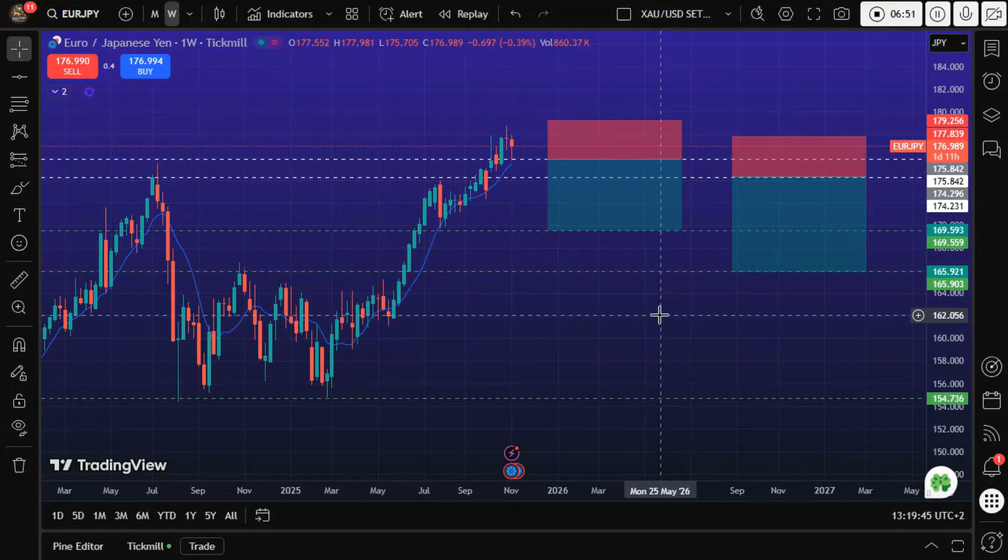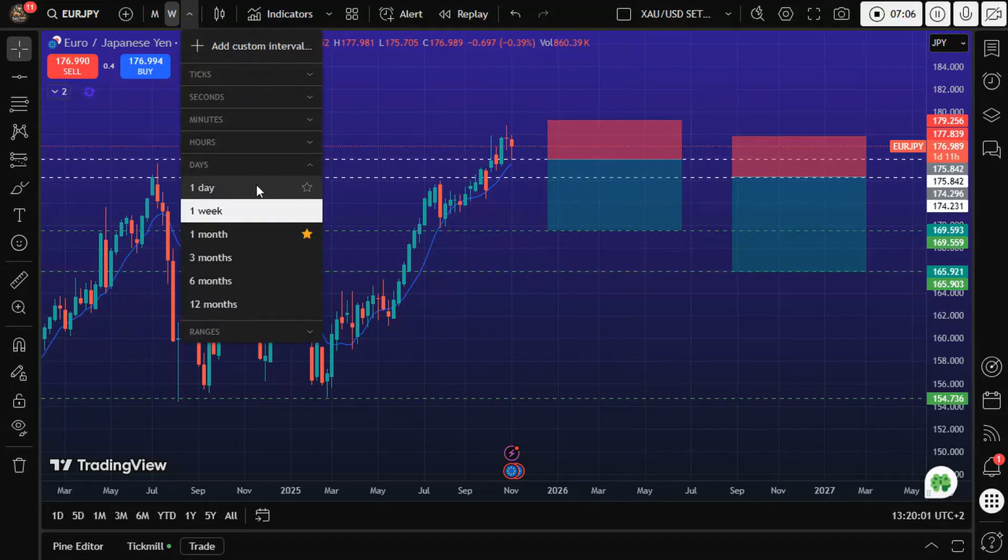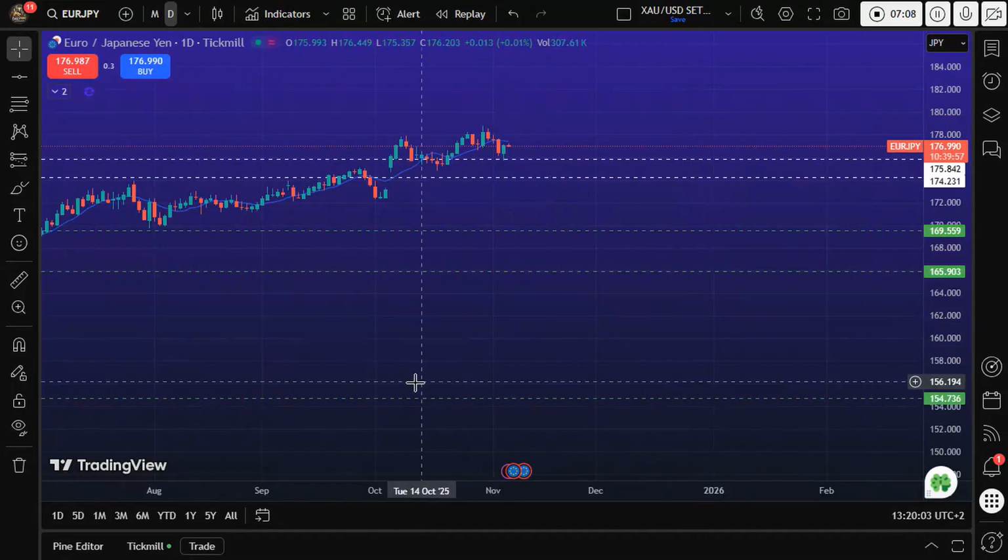So I won't enter this trade based on this 1 week time frame. Also, I have to dive deep, guys. I have to dive deeper into the chart. So what I'm gonna do, I'm gonna go to 1 day chart and check here.